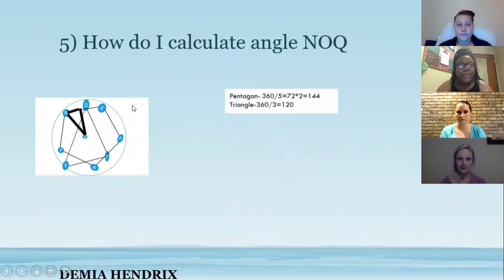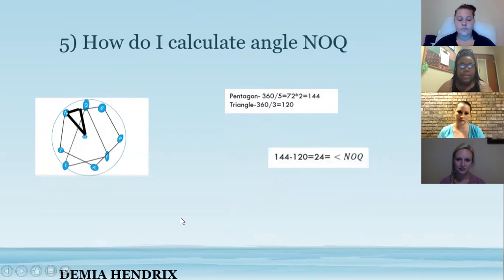For this particular one, we're going to be looking at the 2 shapes, the pentagon and the triangle. If you look at the pentagon, you know that it has 5 sides, so you're going to divide 360 by that. That's going to give you 72. But you're also going to need to multiply that by 2 to get 144. You're going to do the same thing with the triangle, dividing 360 by 3 to get 120. If you subtract those 2, 120 from 144, you're going to get 24, and that'll give you that the angle NOQ is equal to 24.